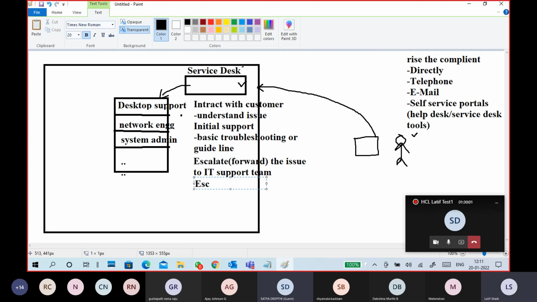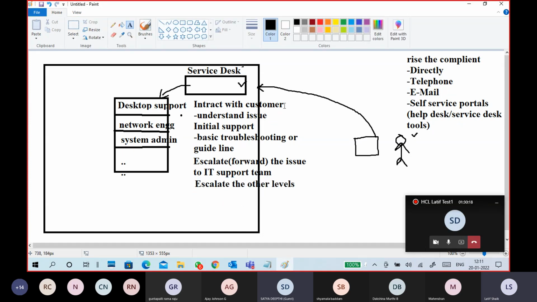And also we can escalate to other levels, means higher levels. You have to escalate the issue. Sometimes the problem is not solved at your place, so you have to escalate the issue. So again, guys, I am taking a red color for understanding. The customer got some issue.